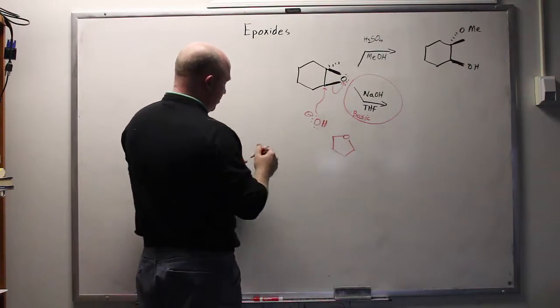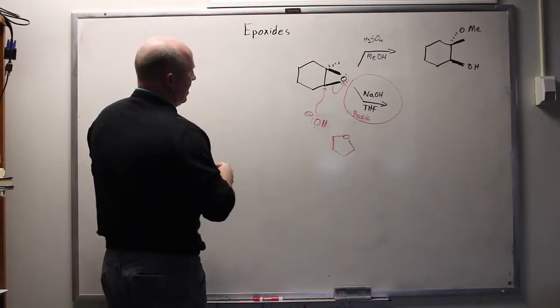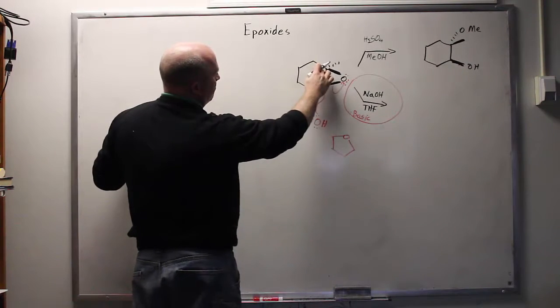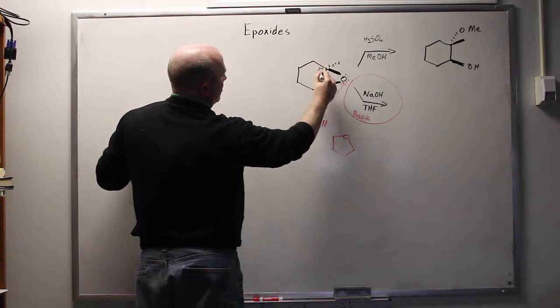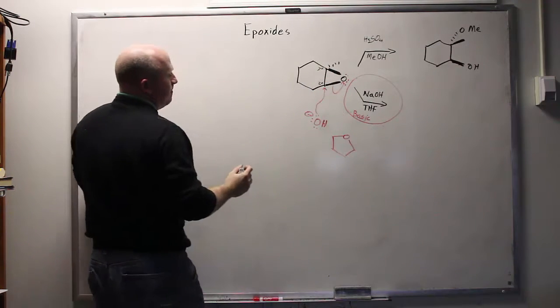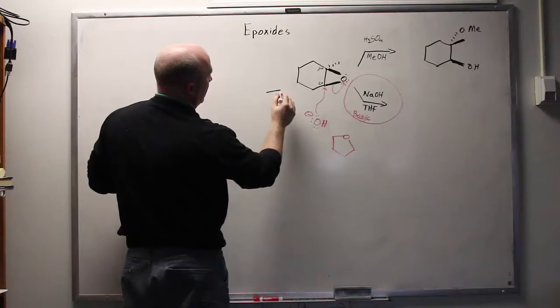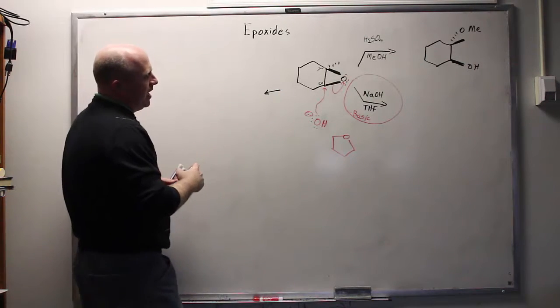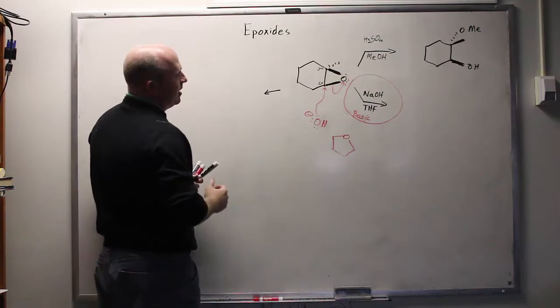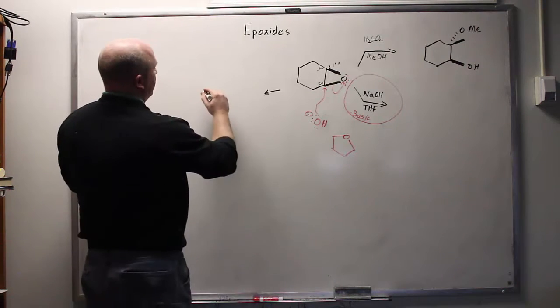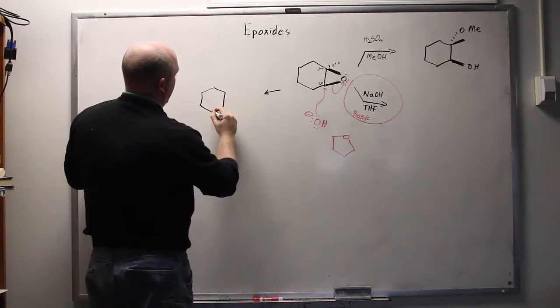So these set of two arrows really are the only possible outcome. There's a choice, again, between an attack on a tertiary position and a secondary position. Since it is an SN2 reaction, this really will go via the SN2 mechanism. And what I mean by that is you're going to attack the less hindered side always. So the result is simply opening of the epoxide from the bottom.